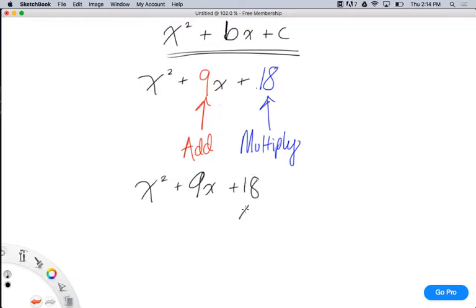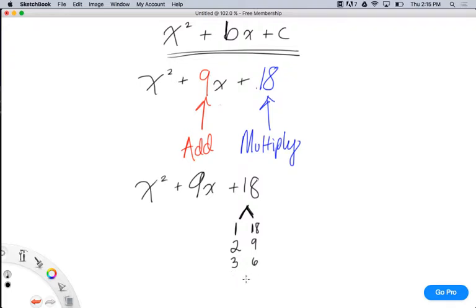What's the technique I use? I draw this little upside down looking V thing. And then I always start with 1. So it's 1 and whatever my number is. Then I go up. I don't just make some random guess. I go up to 2. Is 2 a factor of 18? Yeah, 2 and 9. What about 3? 3 and 6. What about 4?